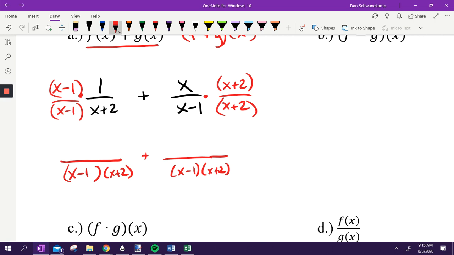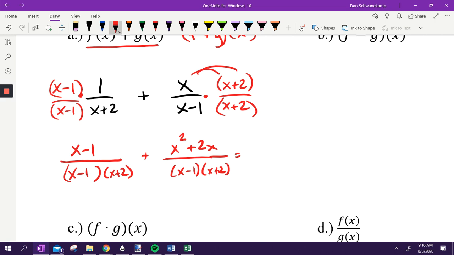I'm multiplying on top. I've got an x minus 1 times 1, so it's just x minus 1. I'm multiplying over here. We could FOIL that out because we are going to combine like terms here in a second. So x squared plus 2x. Now I've changed these fractions to have common denominators. Now I can add them. That's the annoying part about this. It's not what I'm teaching you today. It's just that you're adding fractions. I'm reminding you of stuff.